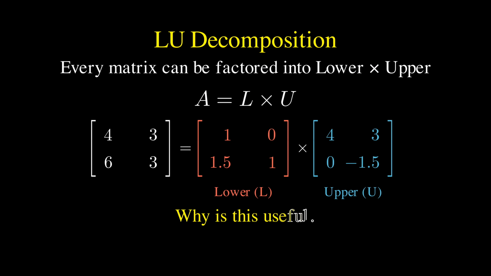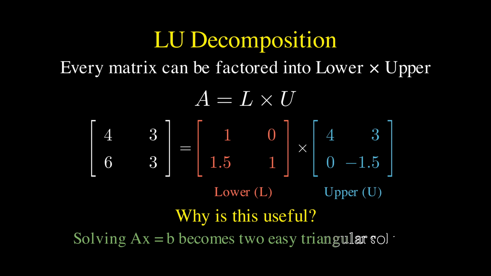Once you have this factorization, solving the system Ax equals b becomes a two-step process. First, solve Ly equals b using forward substitution. Then solve Ux equals y using back substitution. And each step is fast because you are working with triangular matrices, so the whole process is quite efficient.